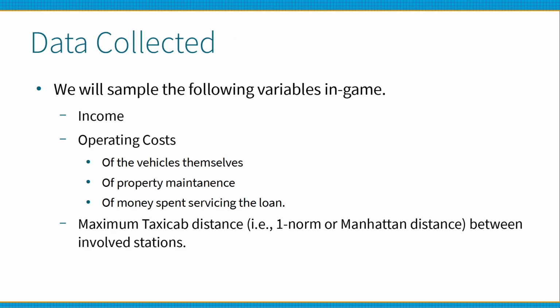And as far as what we're collecting, we're going to collect income, operating costs of both the vehicles, property maintenance, and money spent on servicing the loan. And then we're also going to collect distance. Now, it's worth pointing out that the kind of distance we are collecting here is not Euclidean distance, that is the square root of x squared plus y squared.